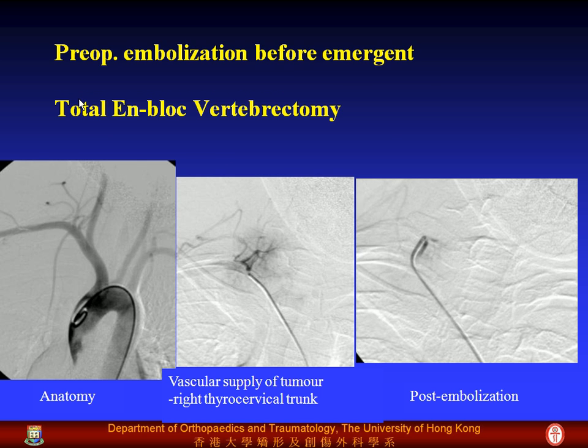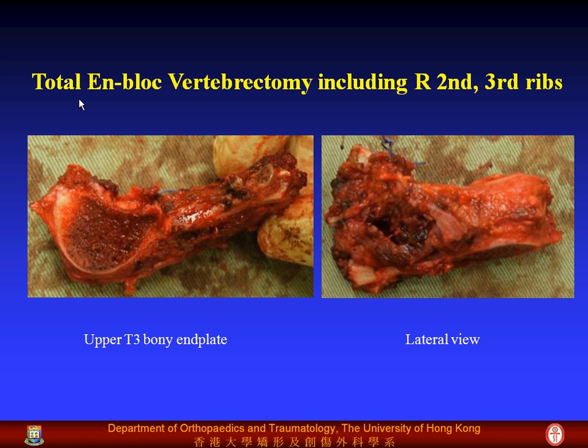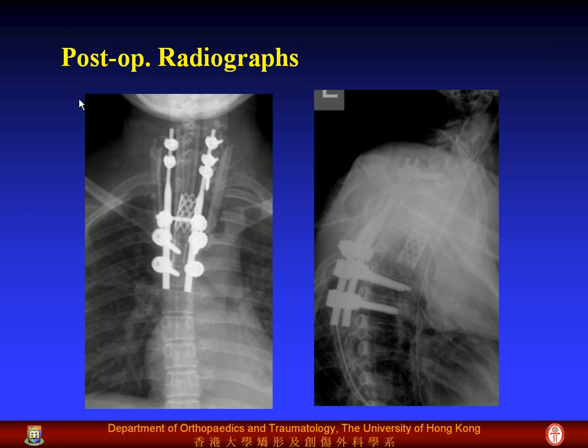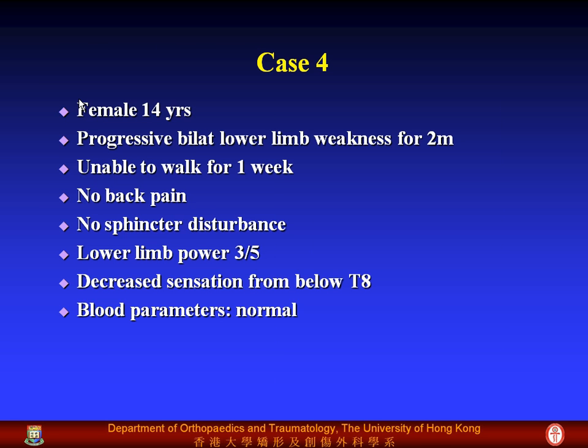Again, we did the preoperative embolization, and this is the total en-bloc vertebrectomy. Actually, part of the pleura was also excised, including the second and third ribs. This is the intraoperative photo showing the ligation of segmental nerves, and then it's a total anterior and posterior, single stage, posterior alone, total en-bloc vertebrectomy. And this is after reconstruction with the cage and also posterior instrumentation.